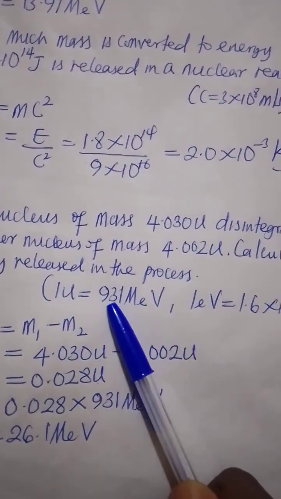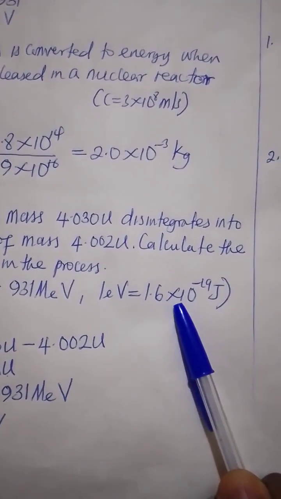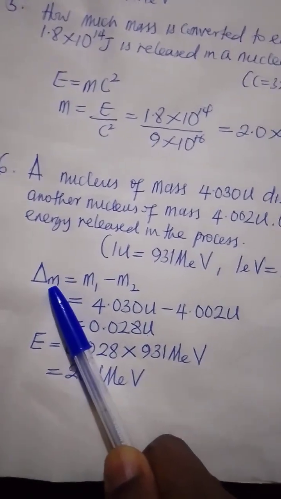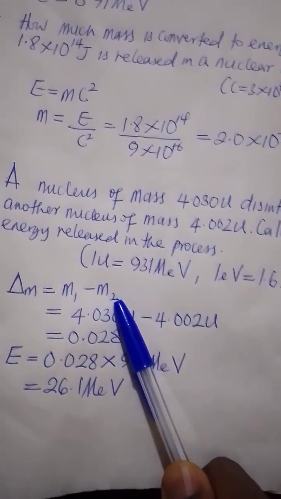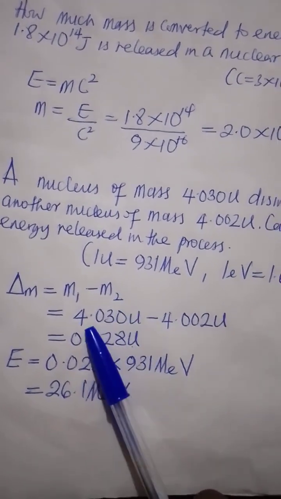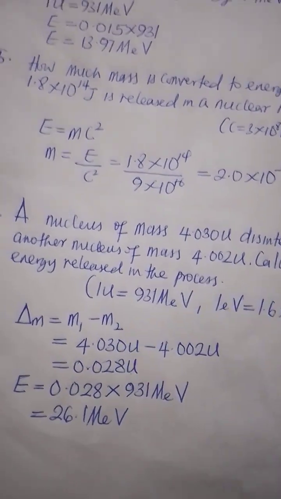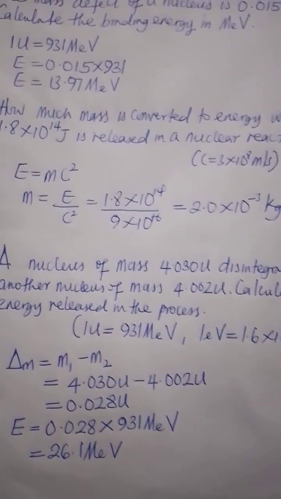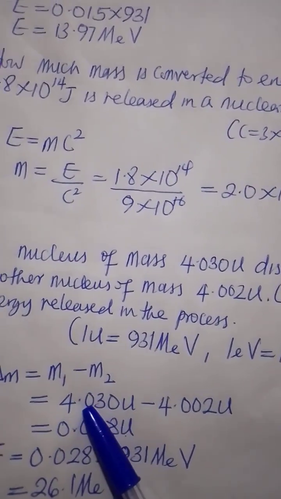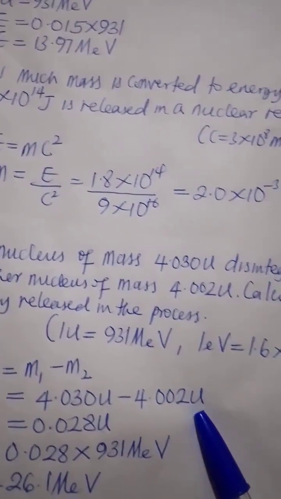We're given 1 U to be 931 mega electron volt. 1 electron volt is 1.6 times 10 raised to the power minus 19 joules. So don't forget our mass defect is M1 minus M2. I explained this in our previous video or lecture. So our M1, we're taking M1 minus M2 because during disintegration, the initial mass is always greater than the final mass. So our initial mass is 4.030 unified atomic mass minus 4.002 unified atomic mass.